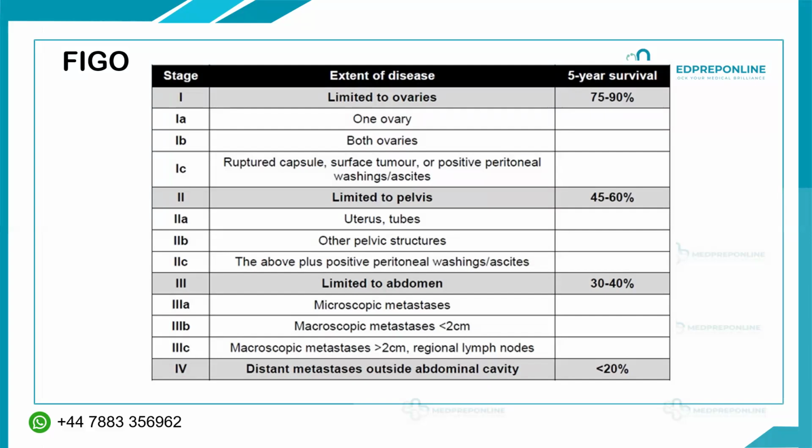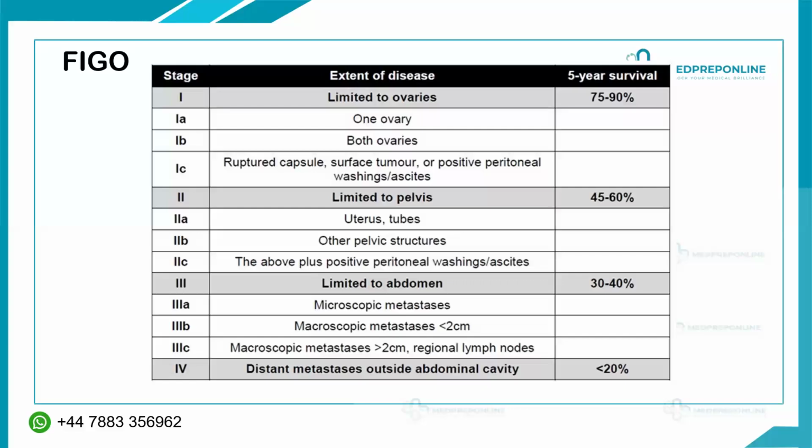Now 2A is when the tumor is confined to the uterus as well as the fallopian tubes. In 2B, other pelvic structures are also involved, like your ligaments as well as round ligament, uterosacrals, and the likes, the peritoneum, the broad ligament, these are involved. Now in 2C, you have all of the above, plus there is positive peritoneal washings, or there'll be presence of ascites. In 3A, you have microscopic metastasis. In 3B, you have macroscopic metastasis, but it is still less than 2 centimeter. In 3C, there is macroscopic metastasis, which is more than 2 centimeters, as well as involvement of regional lymph nodes like pelvic and paraaortic lymph nodes. In 4th, there is distant metastasis outside the abdominal cavity. So it can involve the bladder, the rectum, as well as it can involve the distant organs.